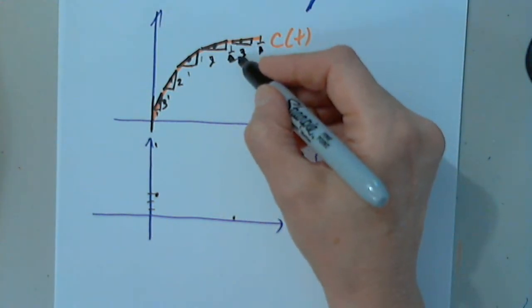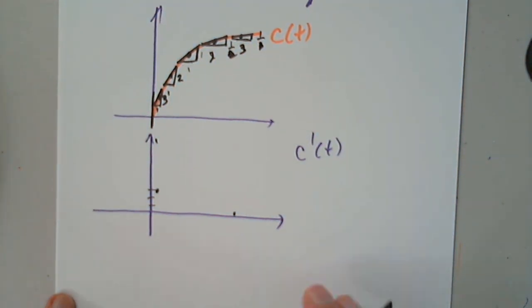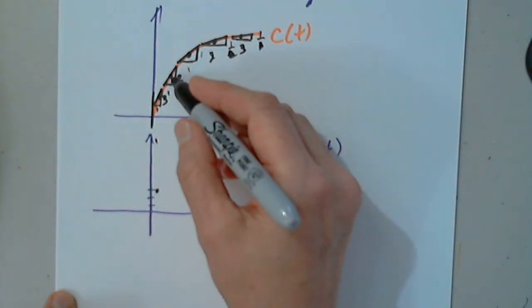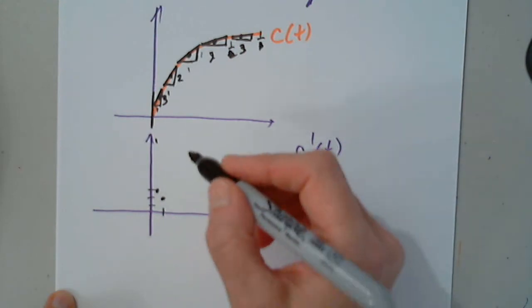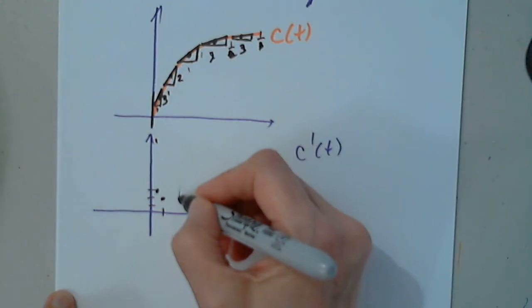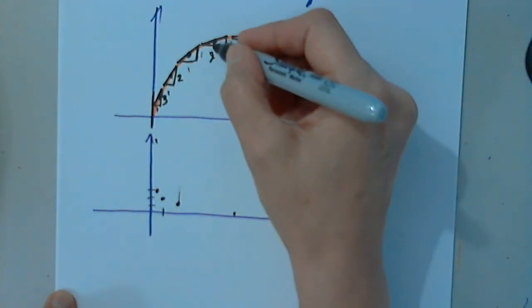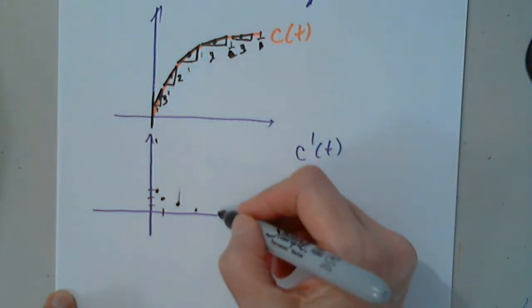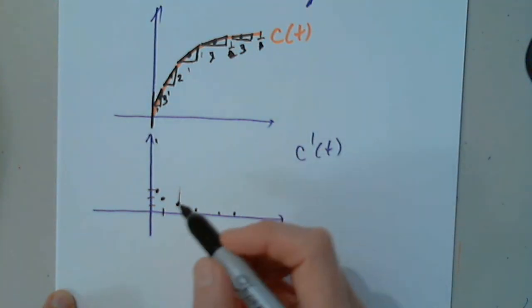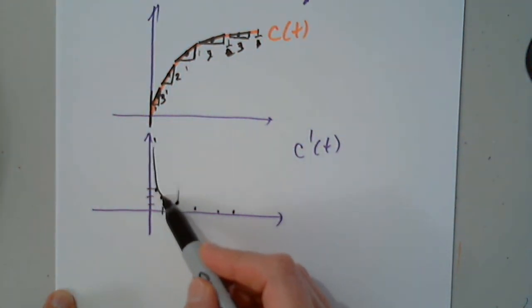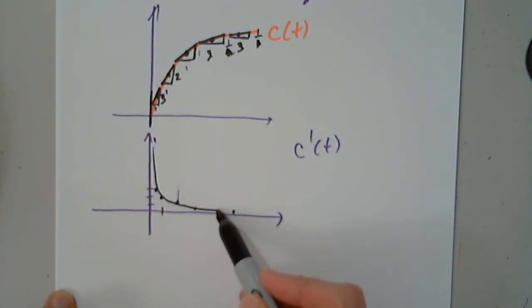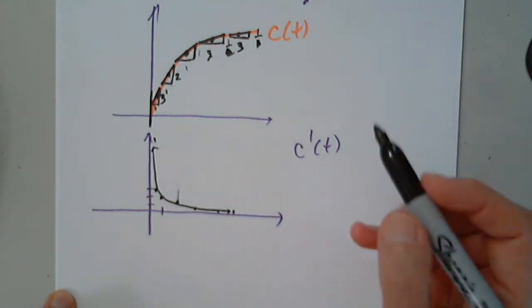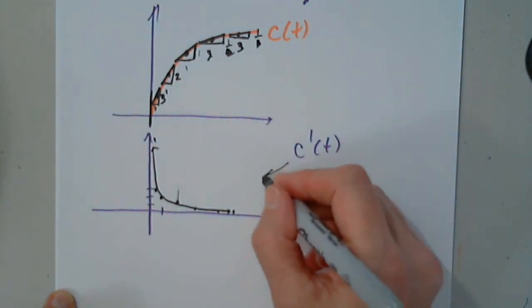I jumped to writing the slope. Okay, so 3/1, 2/1. For this point, 1/1. For this point, even smaller. For this point, even smaller. For this point, right? So here is the slope, the C prime.